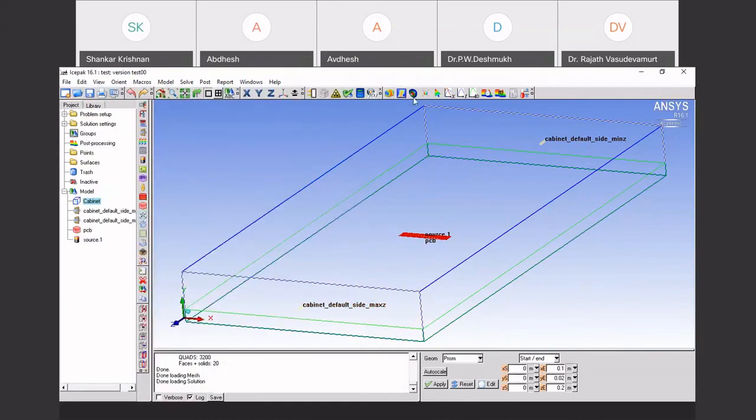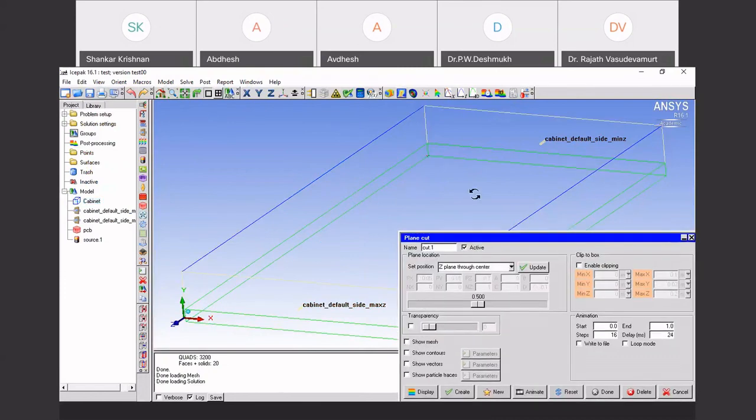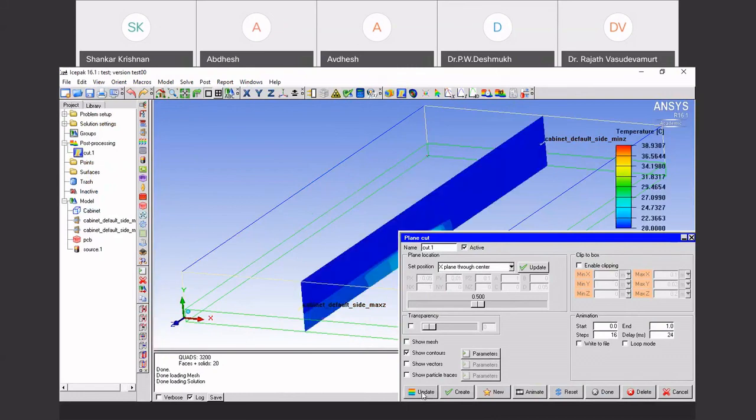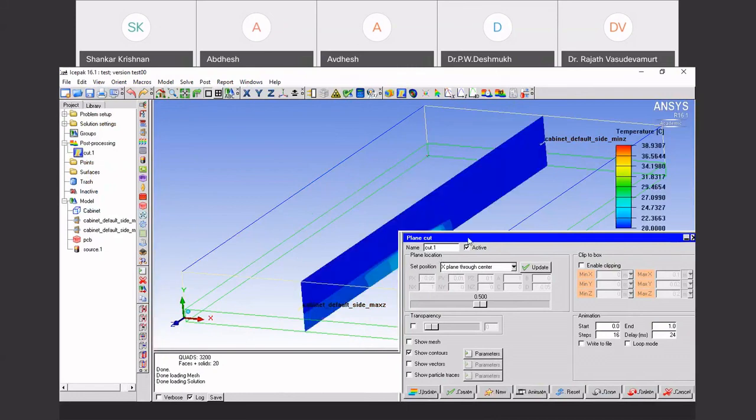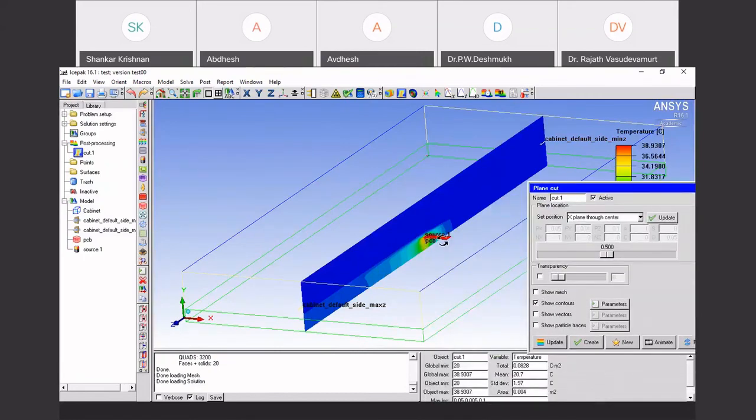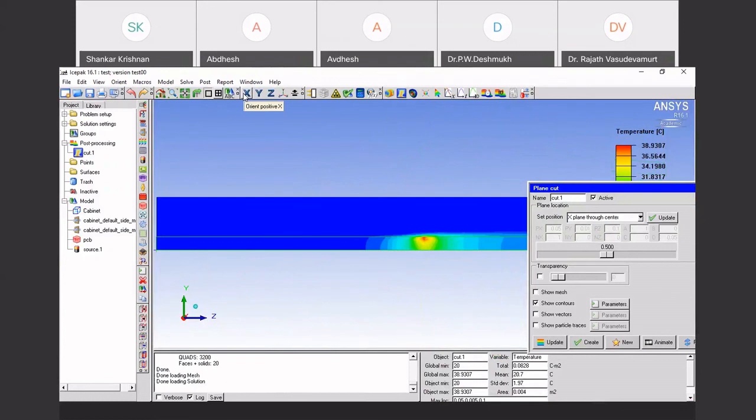So already it has created a mesh and it has completed the calculations as well. So now I'm ready to look at the results. I can see that there is some heat source. So there is flow vectors.